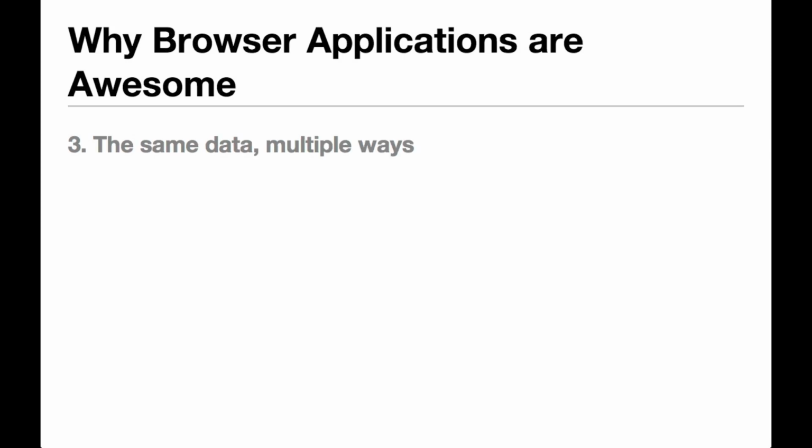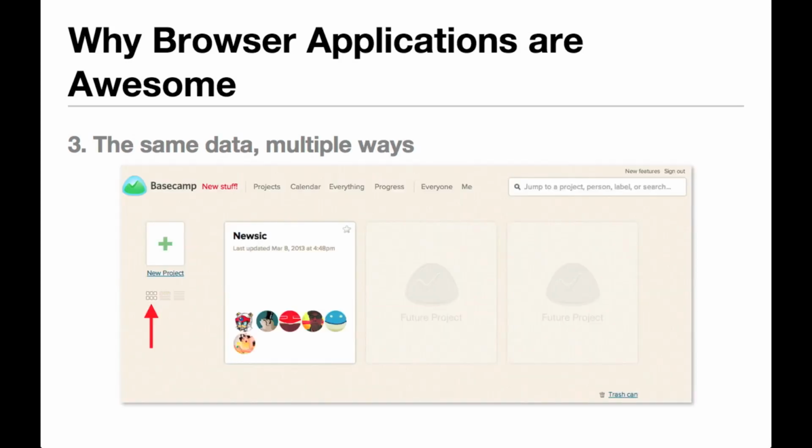Number 3. If you render on the client side, you can display the same data in different ways. This is a screenshot from Basecamp Next. That red arrow there is a filter that changes how your projects are listed. Here I'm viewing them as cards, but I could display them as a list of rows if I wanted. The interesting thing about this is that all the data to display the projects in a different way is already present on the client side. However, because Basecamp does all its rendering on the server side, when I click the filters, it doesn't know how to display them differently without going all the way back to the server to get more HTML.